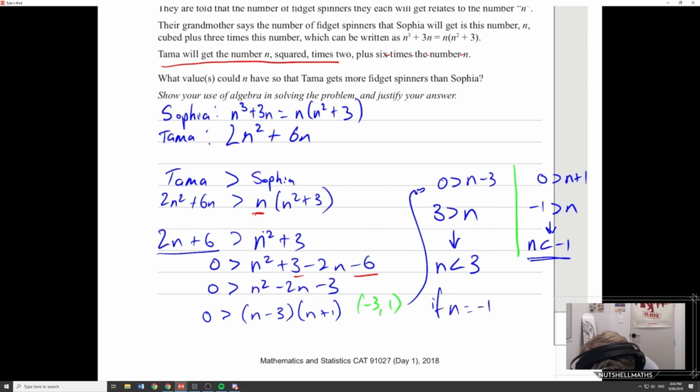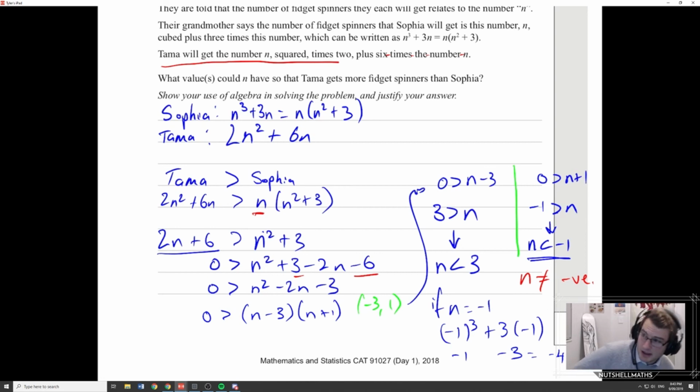If n equals -1, let's look at Sophia. Sophia would have -1 to the power of 3 plus 3 times -1. This is going to be -3, and this is going to be -1, which is going to be -4. Can you have -4 fidget spinners? Right? I wish you could, but you can't. So, because of this test, I know that n cannot be negative. Okay? See you later, 30k.